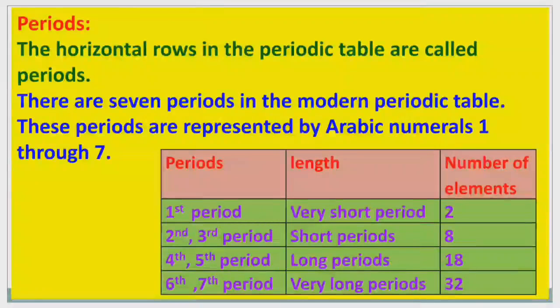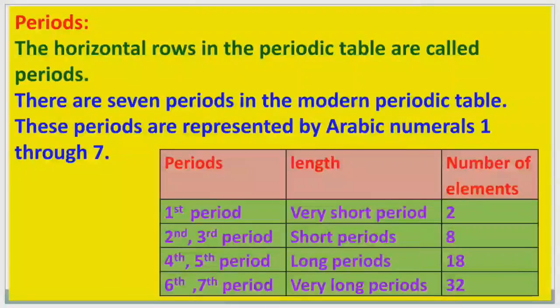First period is the very short period or shortest period. It contains only 2 elements. Second and third periods are short periods. They contain 8 elements. Fourth and fifth periods are long periods. They contain 18 elements. Sixth and seventh periods are very long periods, or the longest periods. They contain 32 elements.